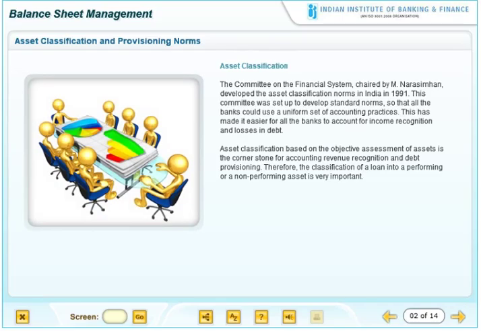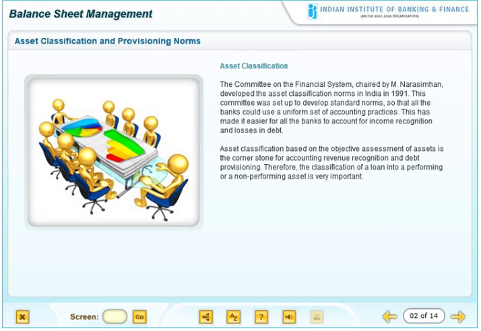The Committee on the Financial System, chaired by N. Narasimhan, developed the asset classification norms in India in 1991. This committee was set up to develop standard norms so that all the banks could use a uniform set of accounting practices. This has made it easier for all the banks to account for income recognition and losses in debt.